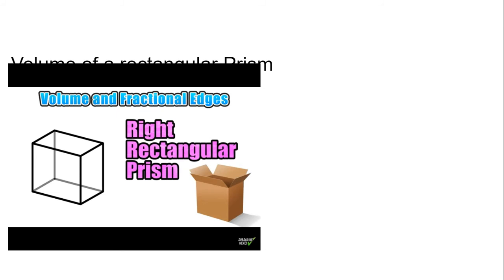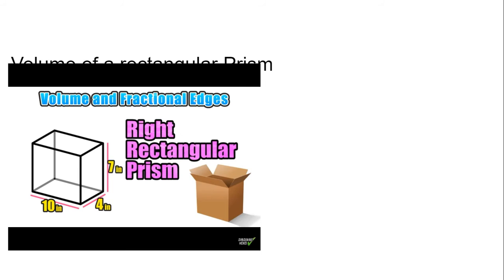Now, the volume of a rectangular prism is going to be dependent on its dimensions, in other words, its length, its width, and its height. So, for example, let's consider a rectangular prism with a length of 10 inches, a width of 4 inches, and a height of 7 inches.